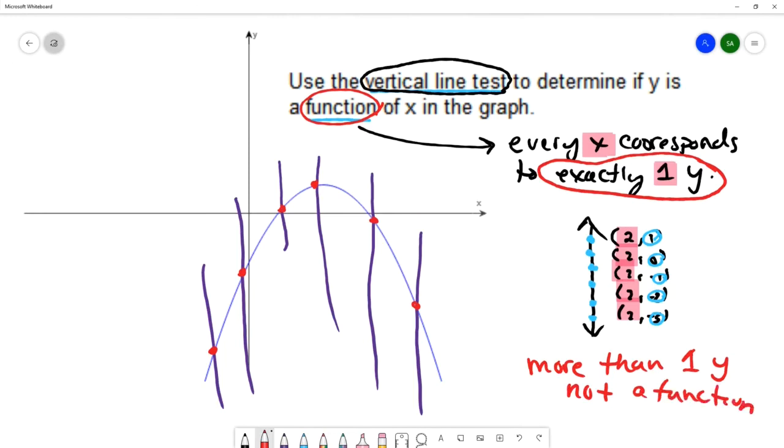So when we look at our picture here, all of the vertical lines that I drew only had one intersection point, one y value. And so that means that we have a function in this graph here of a parabola. So this graph does represent a function.